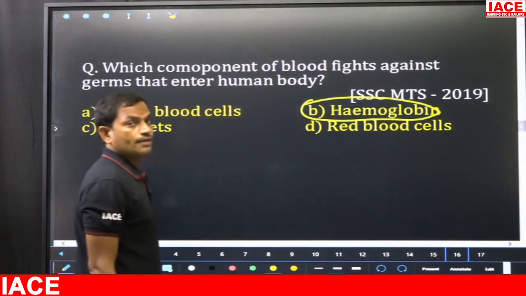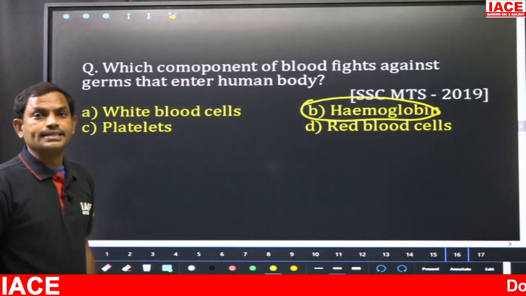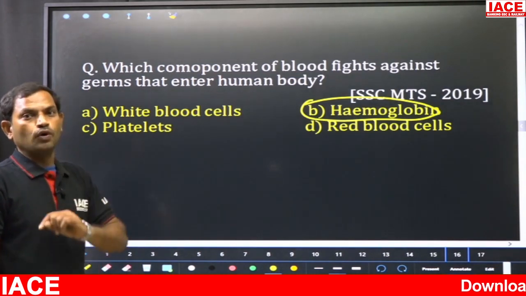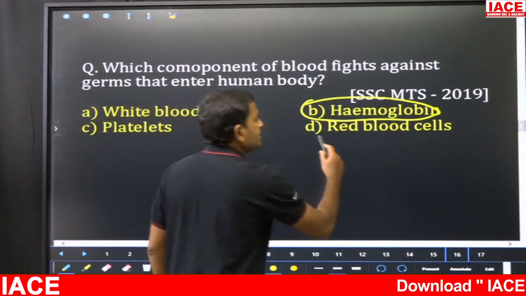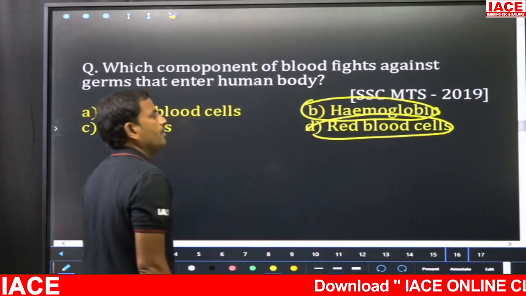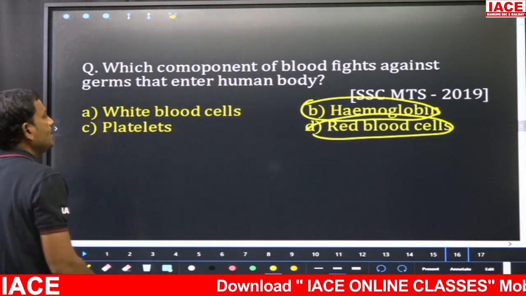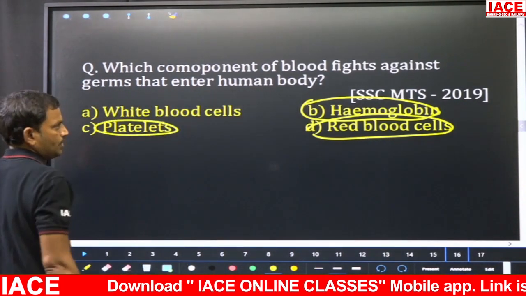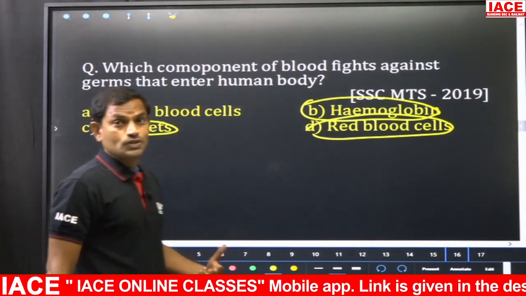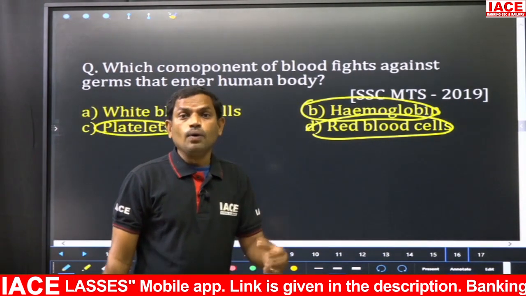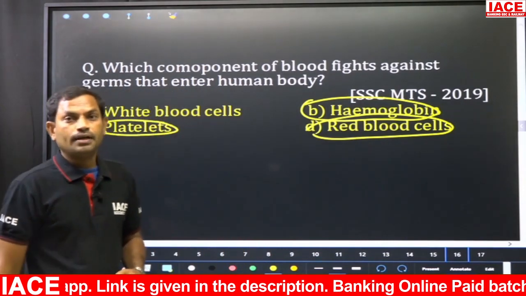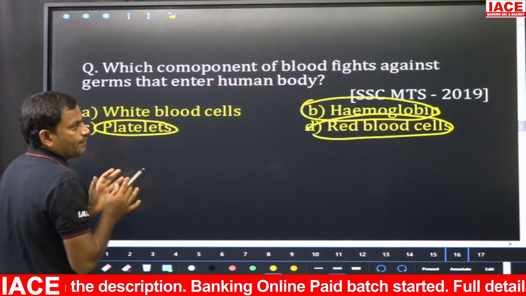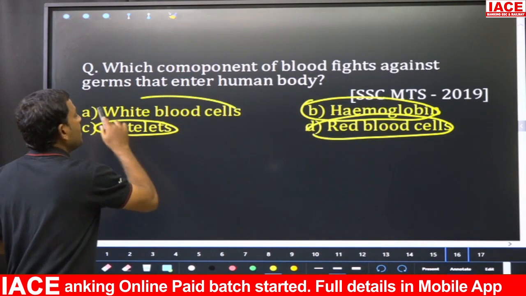It carries oxygen in the form of oxyhemoglobin and carbon dioxide in the form of carbaminohemoglobin, right? Red blood cells contain the hemoglobin and are responsible for carrying oxygen. Platelets are nothing but thrombocytes. They play a vital role in the clotting of blood. Clear? Now the answer for this question is white blood cells.